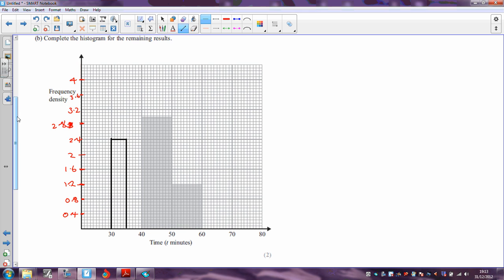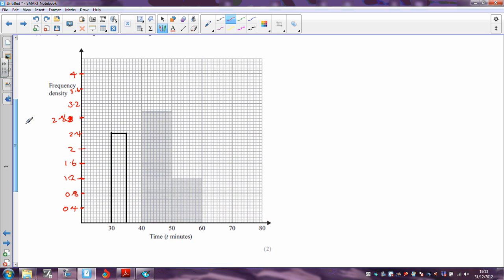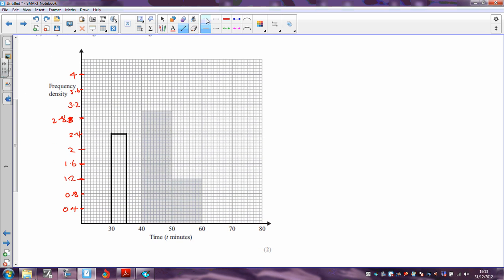Okay, for the 35 to 40 group, let's just work out the frequency density there. Frequency density this time is going to be 20 divided by, 35 to 40, well that's 5. 20 divided by 5 is equal to 4. So the frequency density for that second group, the 35 to 40 group, is 4. Let's just do that one. Okay, in other words, the rectangle goes from there up to 4. And then it goes across and comes down like that.